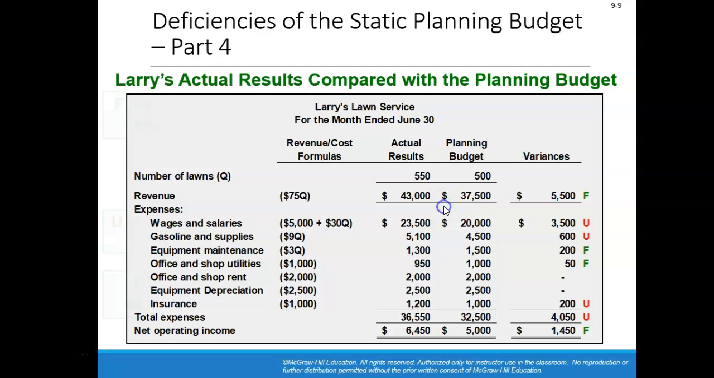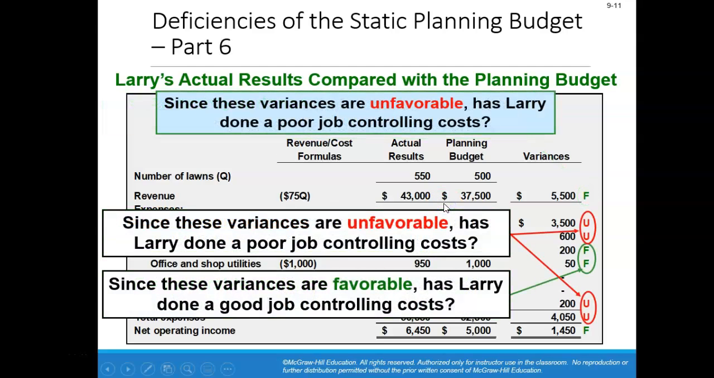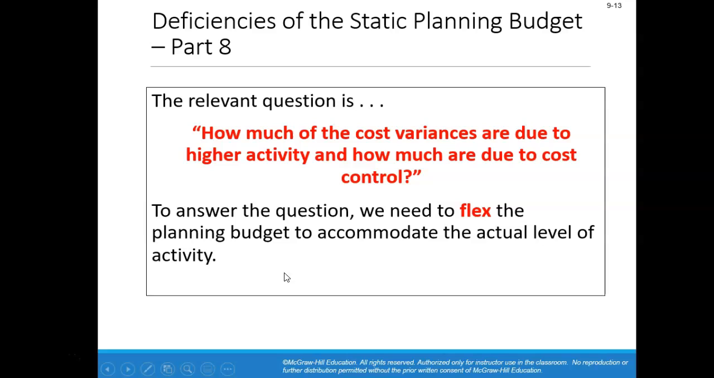So with this particular budget, it's a planning budget where we're comparing the actual numbers against a planning budget for 500 units. Now we're going to change things up a little bit, and we're going to take a look at what's called a flexible budget. Because the budget that we are comparing was based upon 500 yards being cut, but we ended up cutting 550 yards. So we need to do what we call a flexible budget to compare to the actual to see if we really have favorable or unfavorable variances.